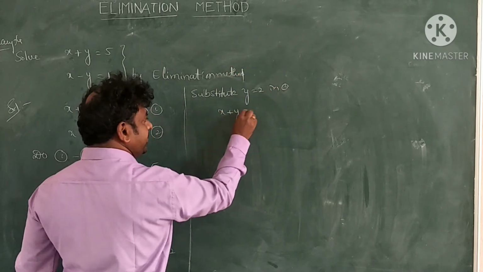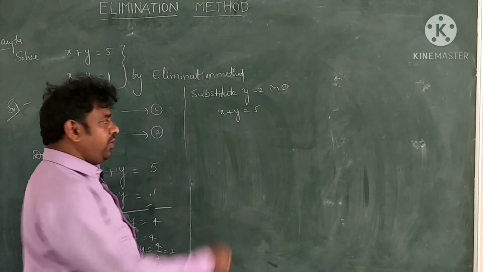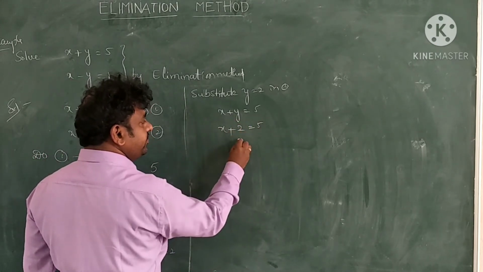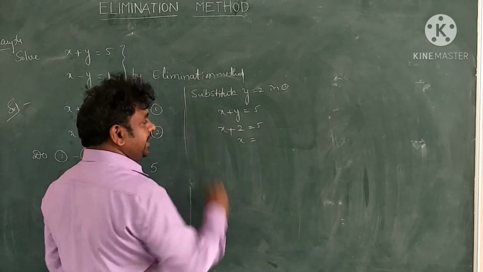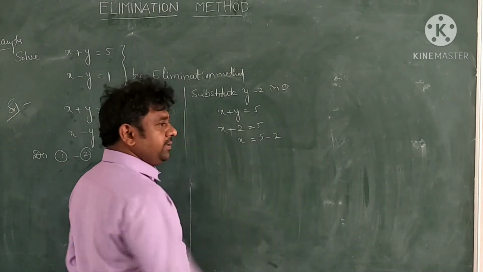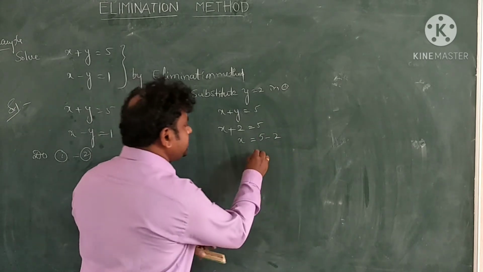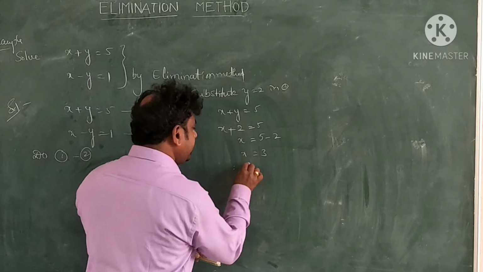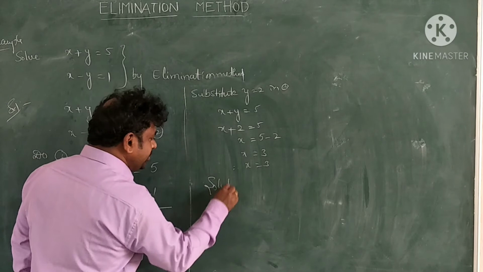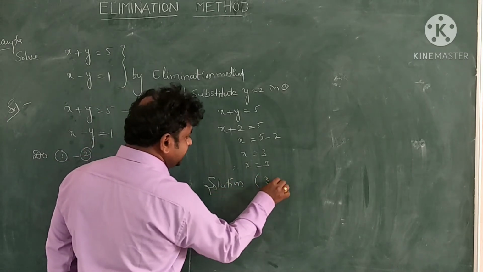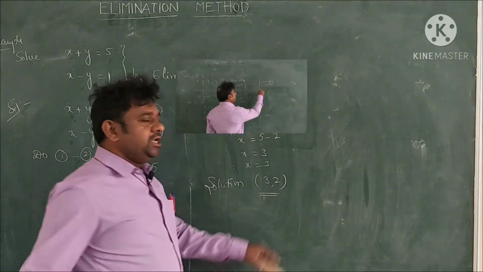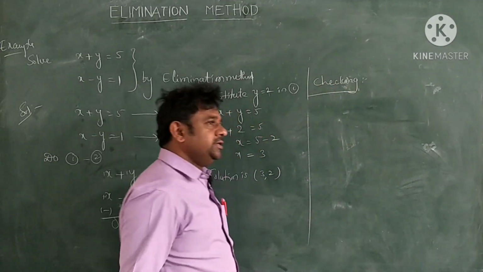Students, from equation 1, x plus y is equal to 5. Now we replace the value of y by 2, so x plus 2 is equal to 5. In LHS this is plus 2, so we can transpose it as minus 2. 5 minus 2 is equal to 3. Therefore, x is equal to 3. Students, what is the solution? The value of x is 3 and the value of y is 2. So our solution is 3, 2, and we can move on to checking.